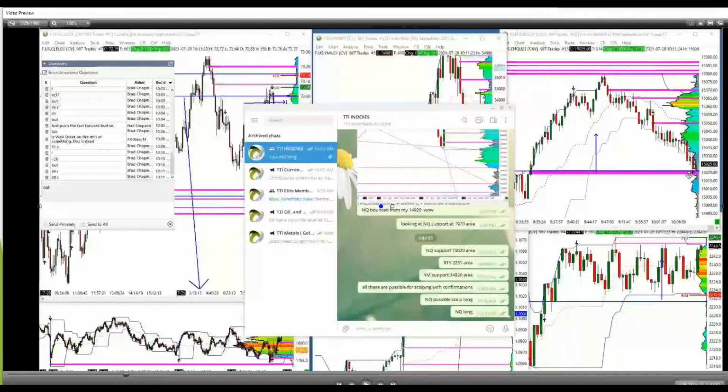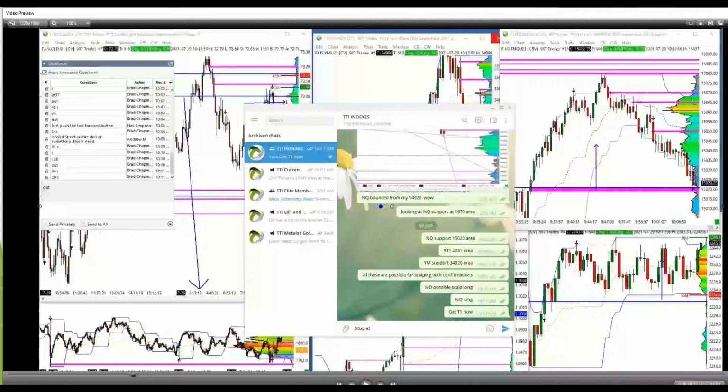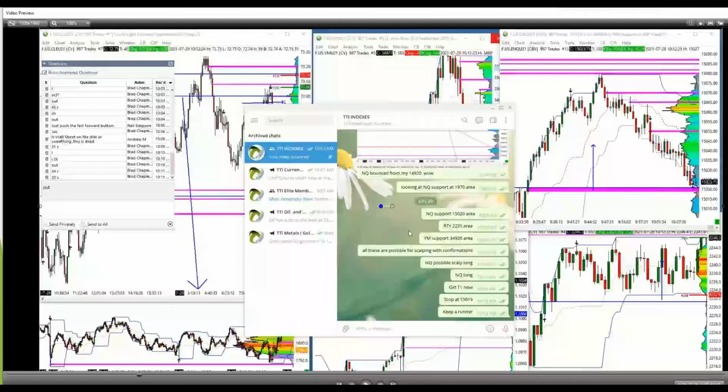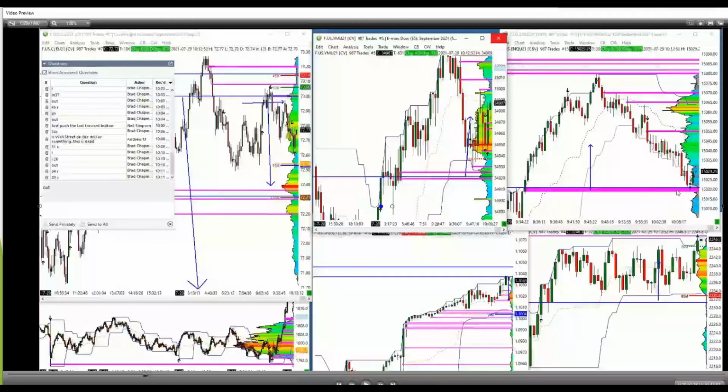So I called it, and look at what happened. I said, put the stop loss, get T1 now, and keep runner. Stop loss is 1519. Just a second, folks. Okay? You paying attention? Look at that. Pay attention some more.